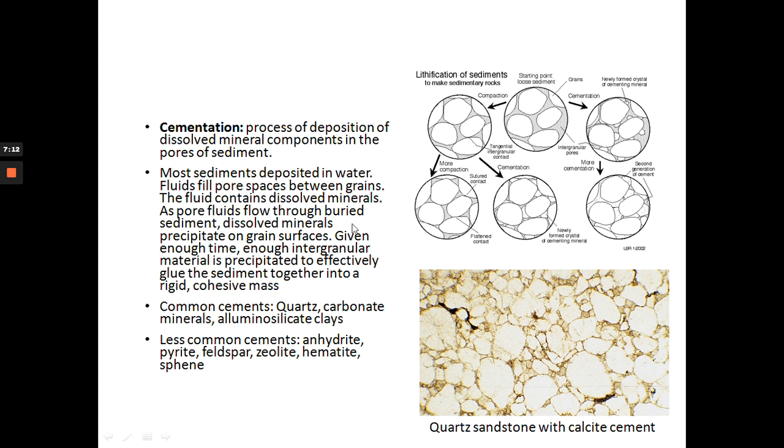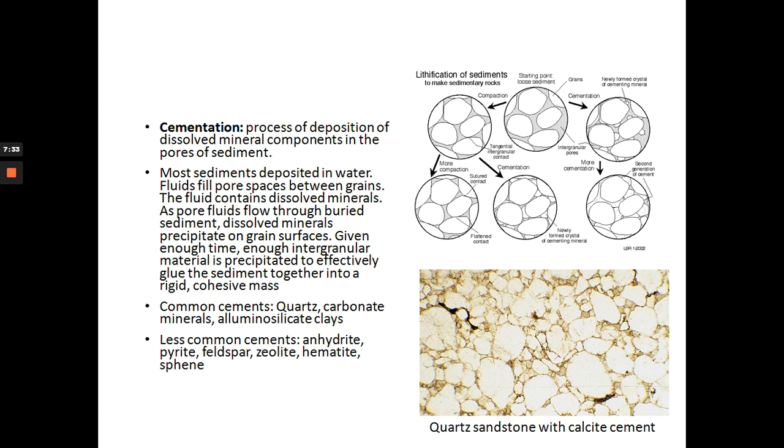As pore fluids flow through the buried sediment, dissolved minerals precipitate on the grain surfaces here. Given enough time, enough intergranular material is precipitated, and it glues the sediment together into a rigid cohesive mass. So you go from a sand to a sandstone, which is cemented by a mineral.